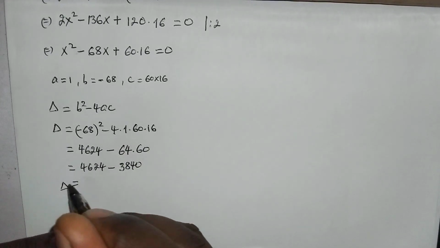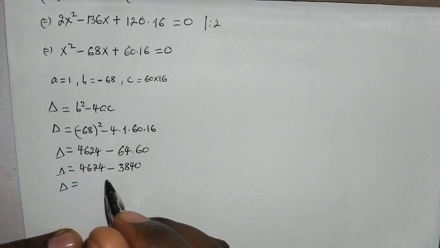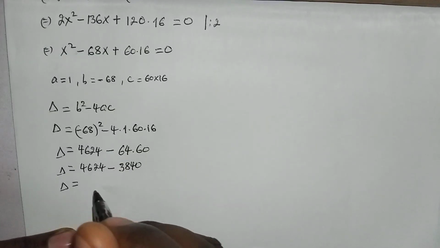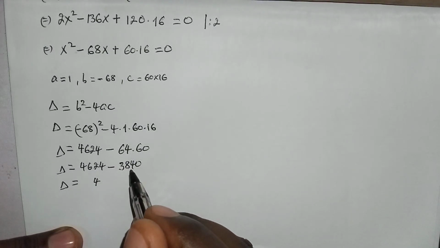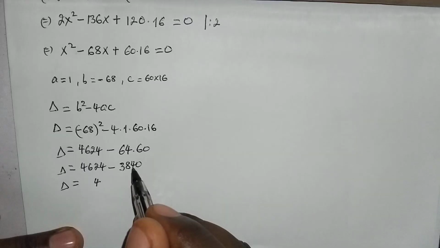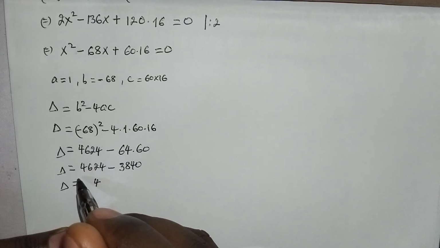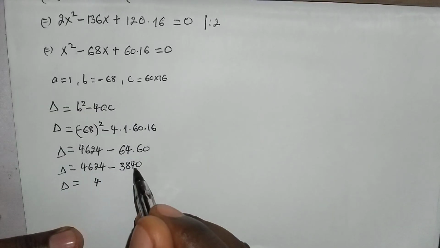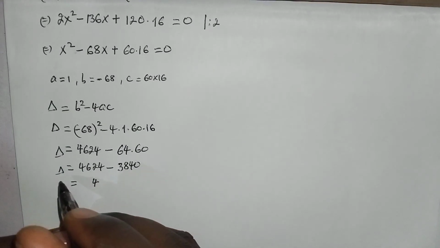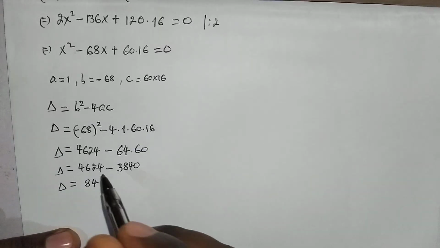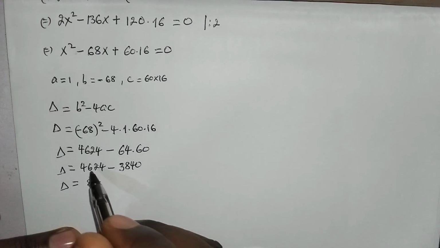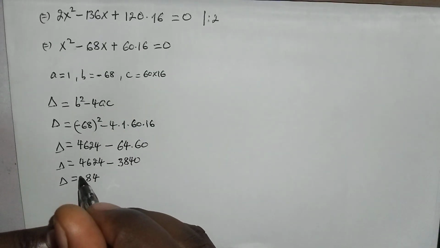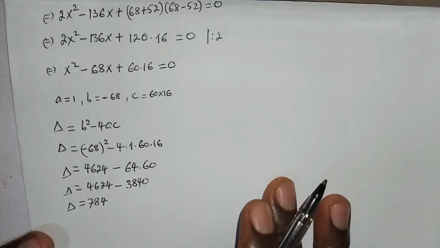Delta is equal to 4624 minus 3840, which is 784.